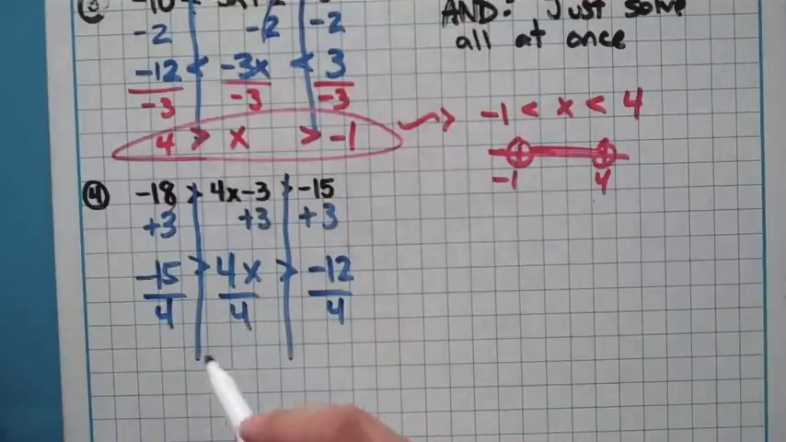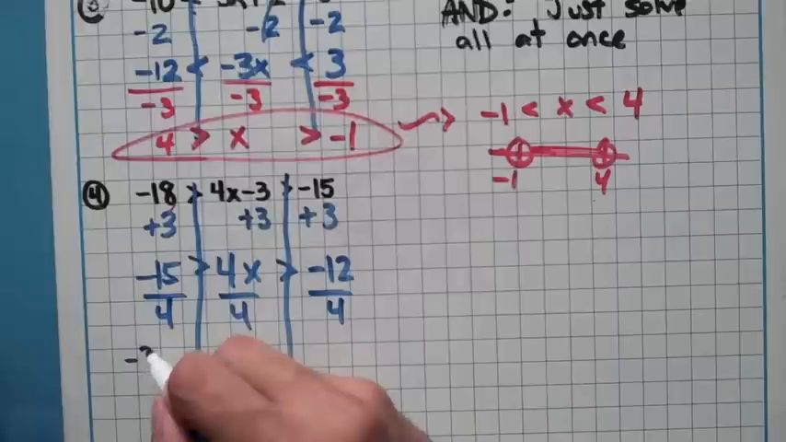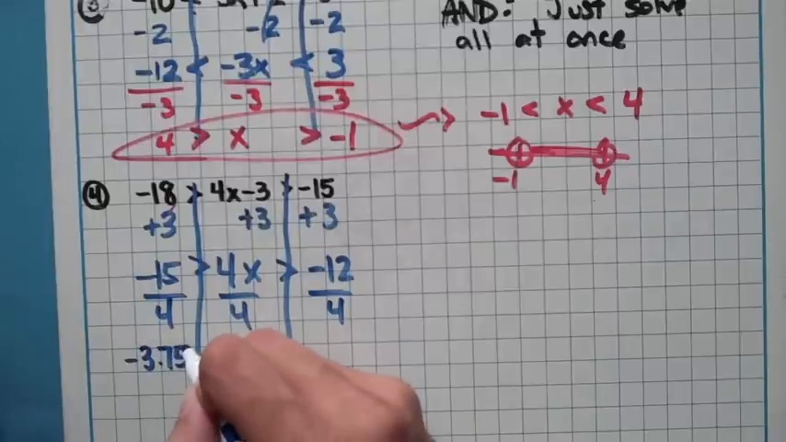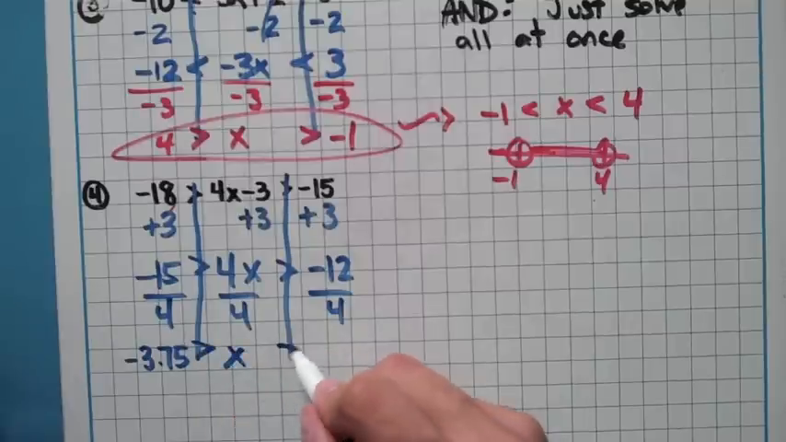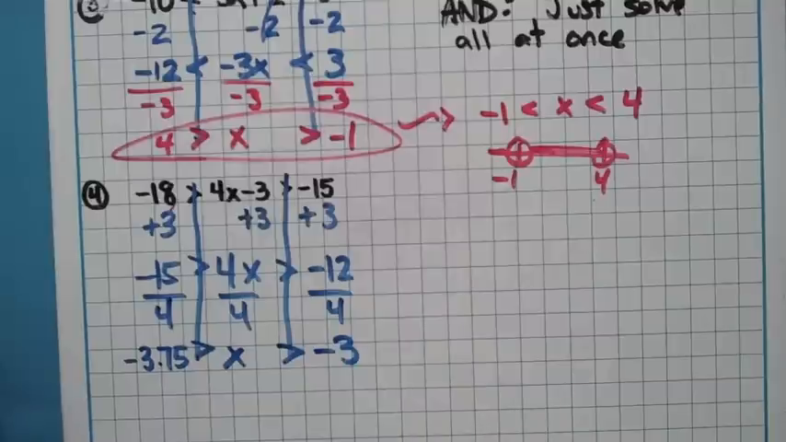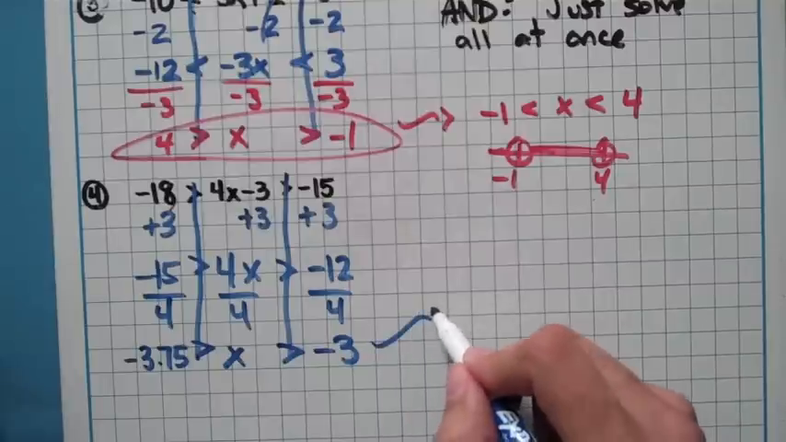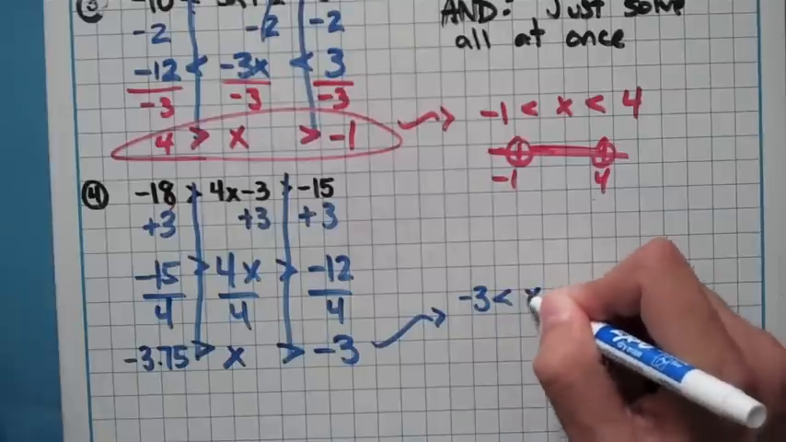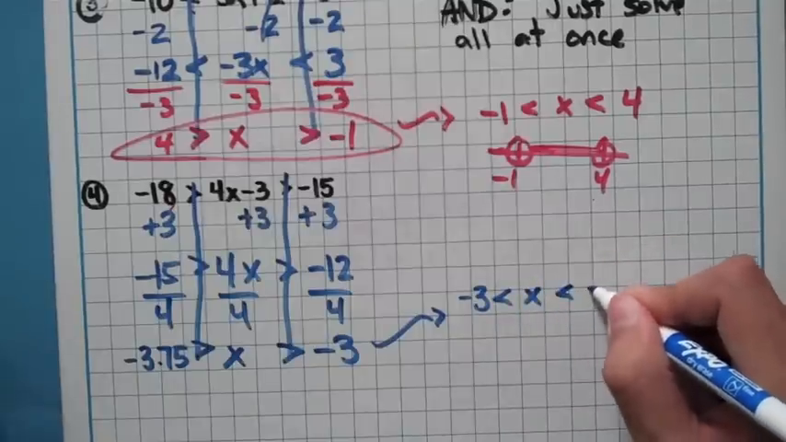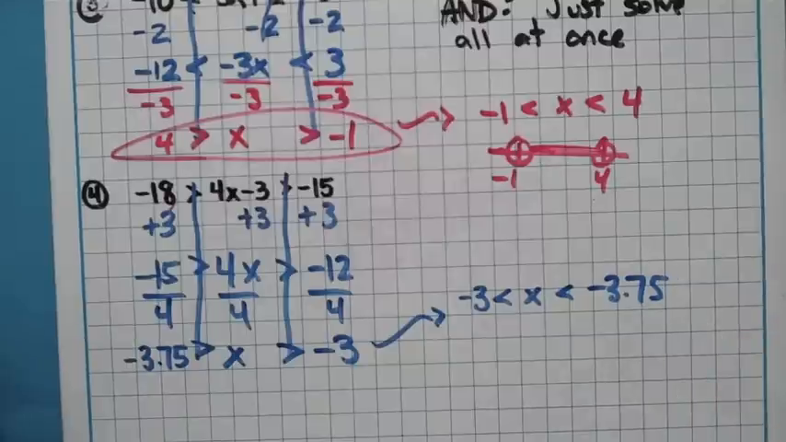So when I do that, negative 15 over 4 is going to be a negative 3.75, I believe. Yeah, I think that's right. And then we have x, and then we have negative 3. So once we get this, again, I don't like those greater than signs. If we're writing an and inequality, turn it around so they're less than signs. I get negative 3 less than x less than negative 3.75.